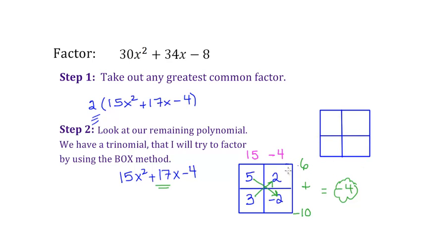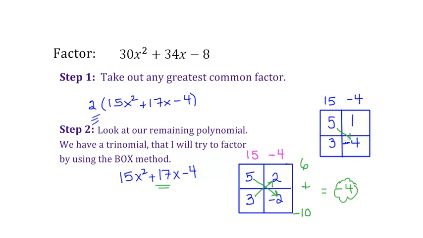All right, so we're going to create another box, and again, the first column has to have the factors of 15, and the second column is going to have the factors of negative 4, two numbers that multiply to negative 4. So let's see. Let's try a different combination. Let's try 5 times 3. And this time, instead of dividing it up into 2 and negative 2, how about 1 times 4? And let's put a negative sign on the 4. Let's try cross multiplying again and see what our result is.